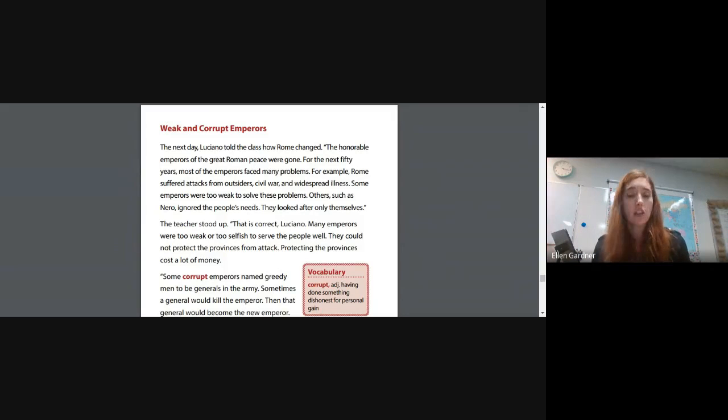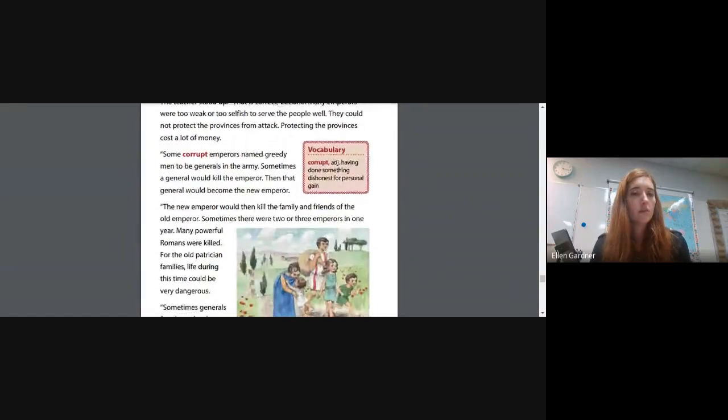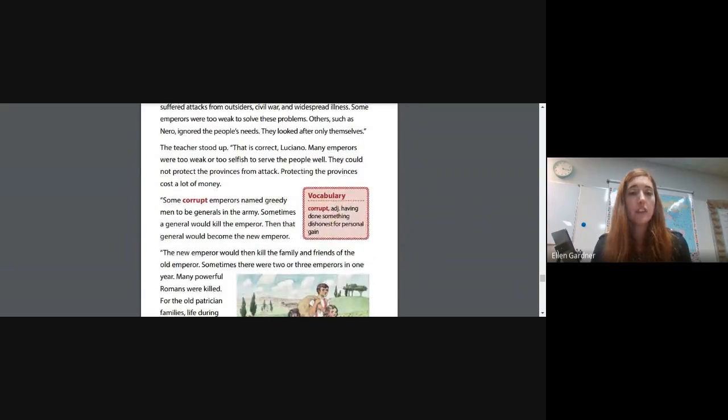Now, they could not protect the provinces from attack. Protecting the provinces cost a lot of money. So the provinces are ones where it's outside of Rome itself, but it's still under Roman rule. So those provinces needed protection, but they couldn't protect them all because it cost too much money to send all of these Roman soldiers to protect them.